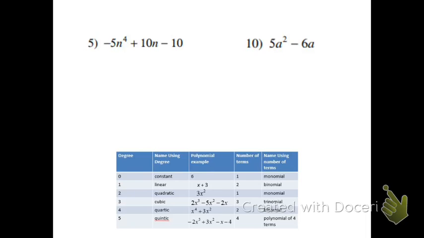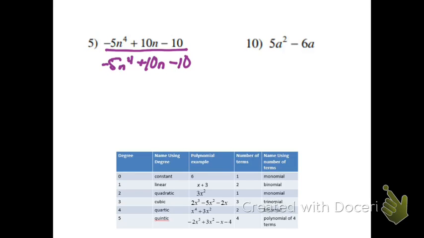Now these are problems from your homework assignment. And on your homework assignment, you're going to need to list them exactly like I have and do what I do. So you're going to recopy this part right here. All right, so negative 5n to the 4th plus 10n minus 10. Now it's already written in descending order standard form, so we don't have to worry about changing anything up.